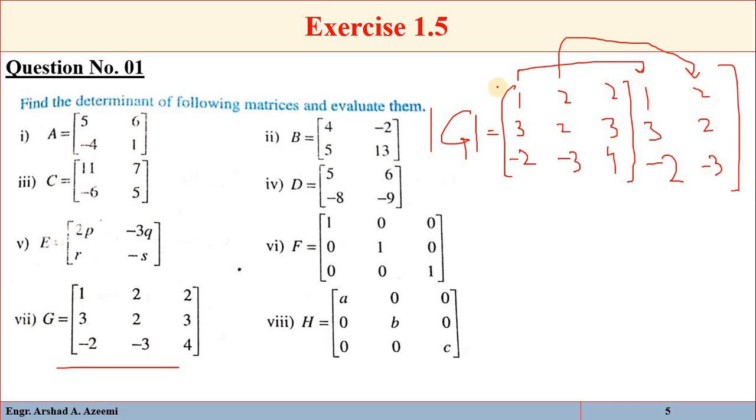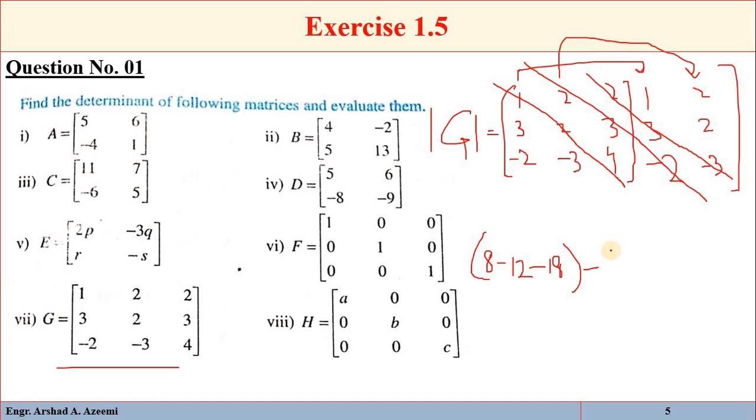Now draw the diagonals. One diagonal will be 1 2 4, another will be 2 3 minus 2, another will be 2 3 minus 3. Find the product. 1 multiplied by 2 multiplied by 4, so that is 8. Okay, 2 multiplied by 3, that is 6, multiplied by minus 2, so it will be minus 12. Meaning 8 is the product of these diagonals. 2 multiplied by 3, 6, multiplied by minus 3, that will be minus 18.